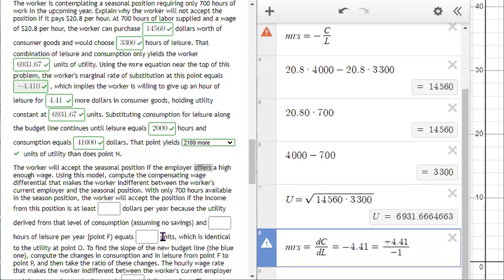So the worker will accept the seasonal position if the employer offers a high enough wage. How high does that wage have to be? We're going to use the model to figure that out. Models don't work like they do in the real world. In the real world, you probably just keep increasing the wage until you attract a certain number of applications, and then you'd pick the best one for that particular wage. So people discover it with trial and error. But in economics, we can model this. We're going to use this model to compute the compensating wage differential that makes the worker indifferent between the worker's current employer and the seasonal position.